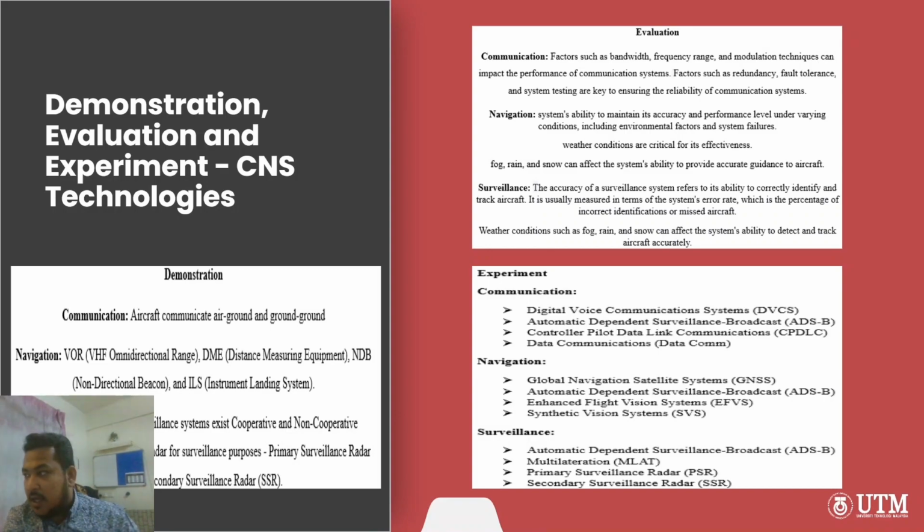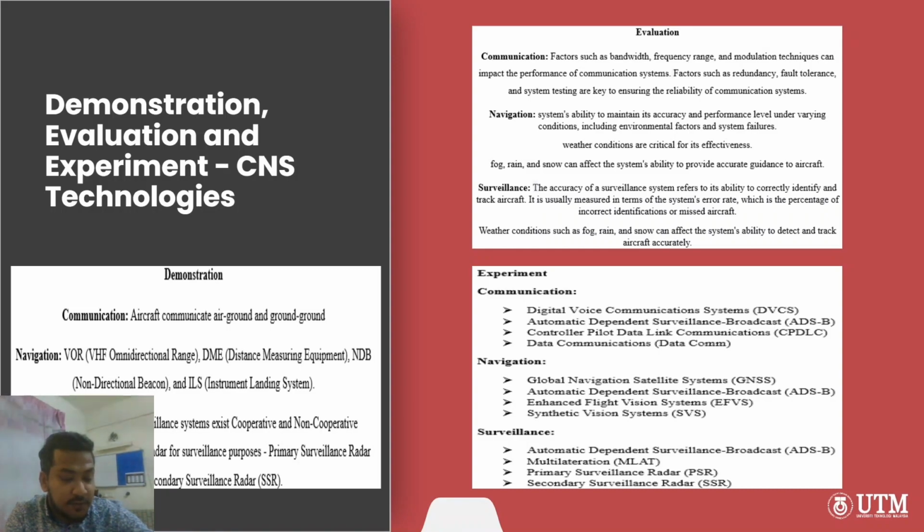For navigation, navigation system is crucial to ensure their accuracy, reliability and effectiveness in guiding aircraft at different scenarios. The accuracy of the navigation system refers to its ability to provide precise and reliable guidance to aircraft. Now, navigation system's ability to maintain performance in weather conditions is critical for its effectiveness. Fog, rain, and snow can affect the system's ability to provide accurate guidance to aircraft. Okay. Now, reliability refers to a system's ability to maintain its accuracy performance level under varying conditions, including environmental factors.